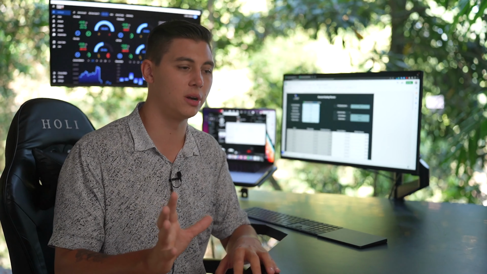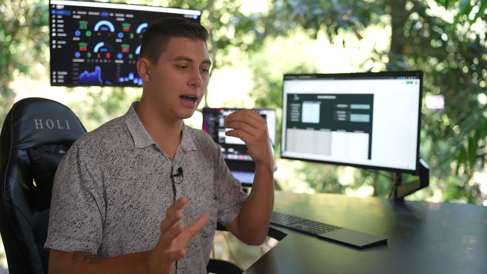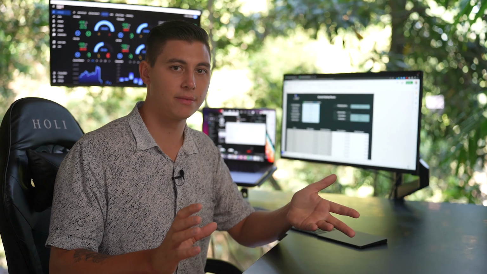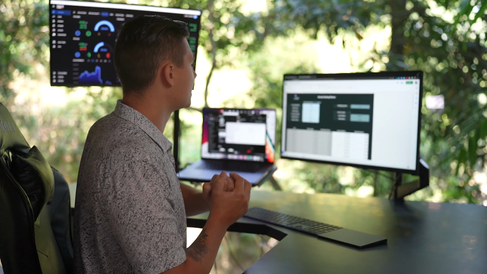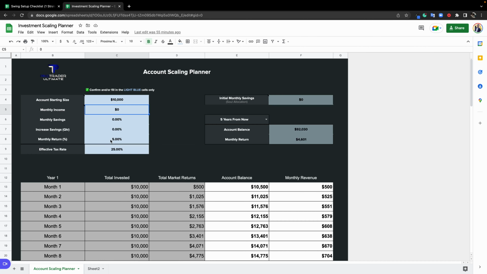So if you're still working a full-time job and you've only got 10K to start with, you can supplement that with some of your income, of course, right? That'll scale your account much faster. But let's just say you start with $10,000. If you're making a 5% monthly return and you're even paying tax on your trading, over the course of 5 years from now, your account will be $92,000 and your monthly return will be $4,600. So you'll be able to quite comfortably, well, for many people, replace their income, right?